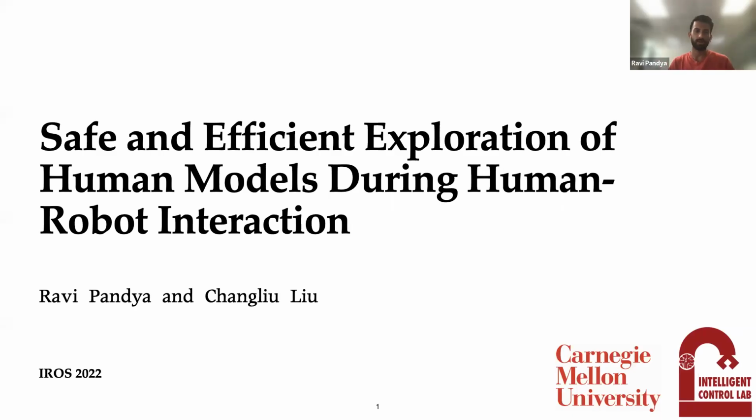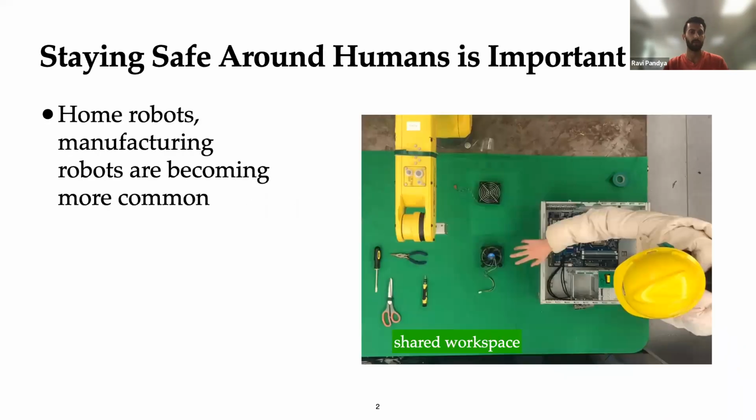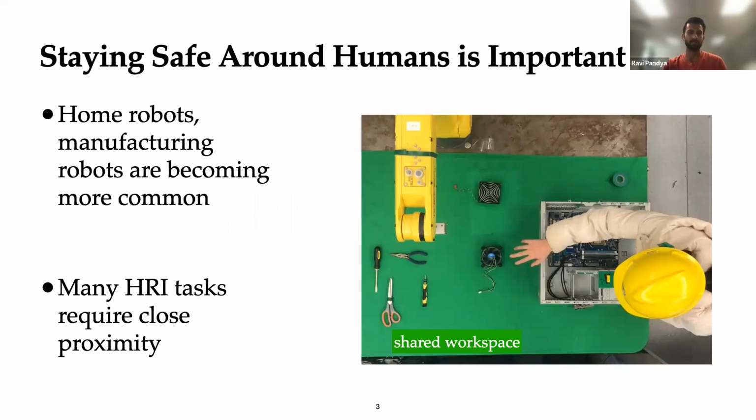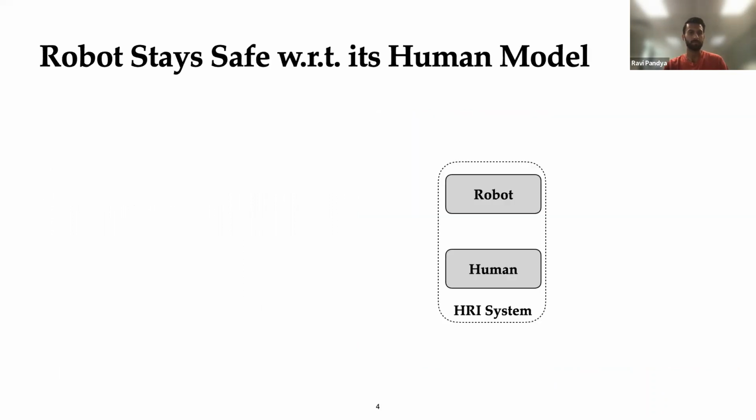Hi, I'm Ravi, and I'll be talking about safe and efficient exploration of human models during human-robot interaction. As robots continue to become more common in both household and manufacturing settings, they need to stay safe around people, especially since many collaborative tasks require the robot to be in close proximity to humans.